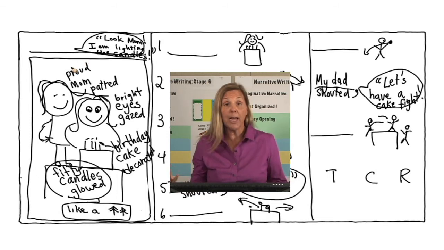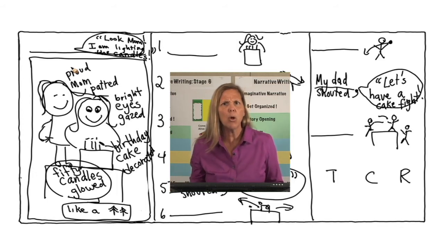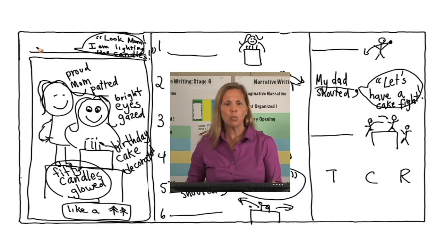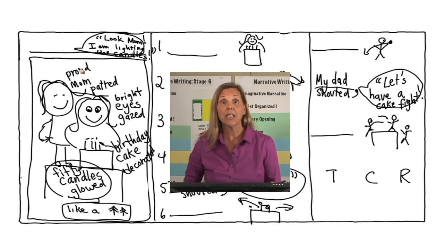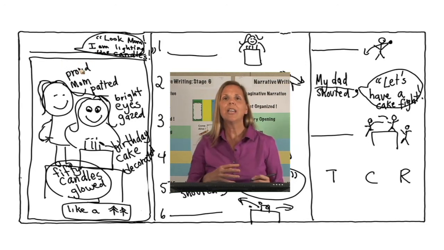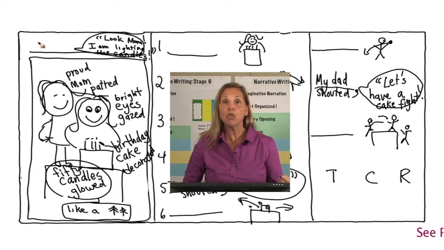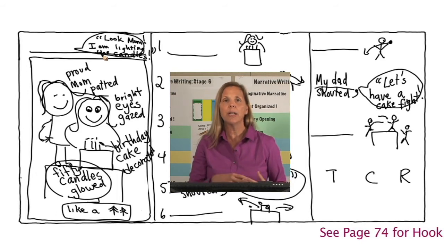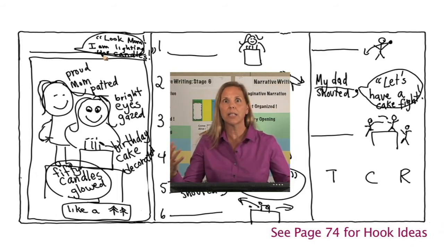Because look, Mom, I am lighting the candles. That's going to pull a reader in, like, what's going on? And it also quickly reveals how the character feels, excited and thrilled. So I could just start with, look, Mom, I'm lighting the candles, I shouted, I exclaimed. Or I could even add more to this story opening hook. I could add an emotion to my marker. Instead of just I exclaimed, I could put excited and thrilled, I exclaimed.